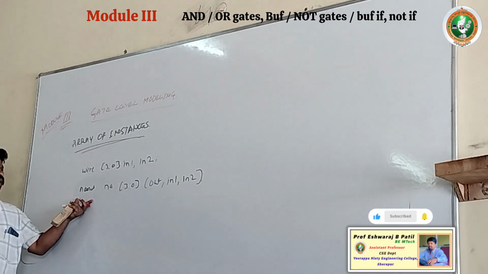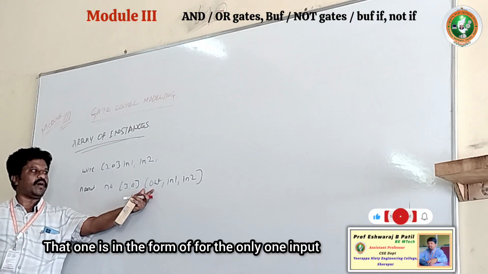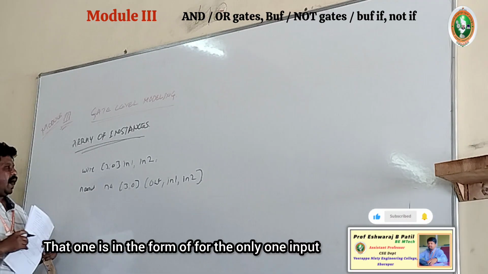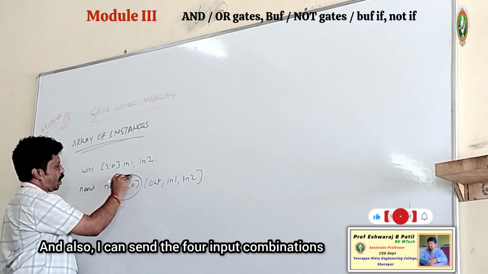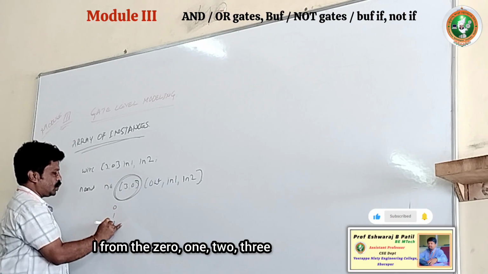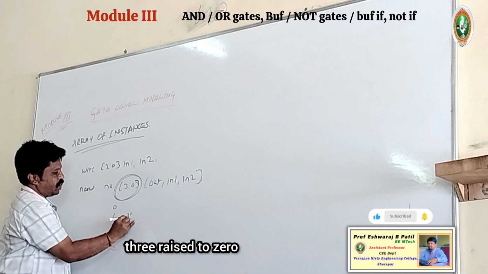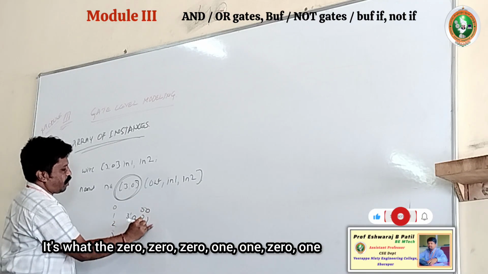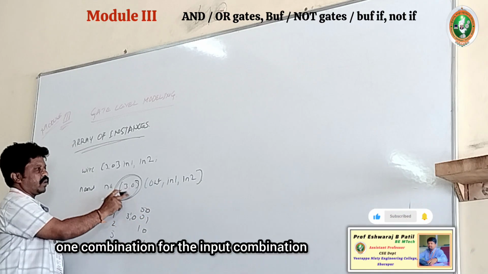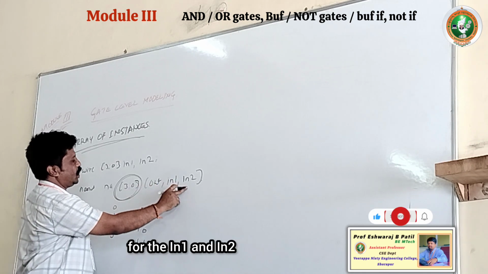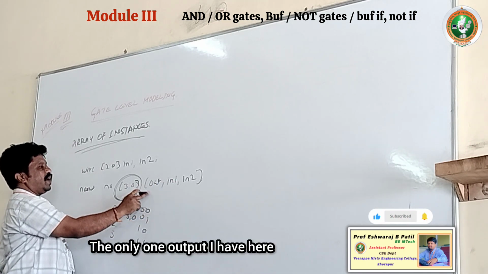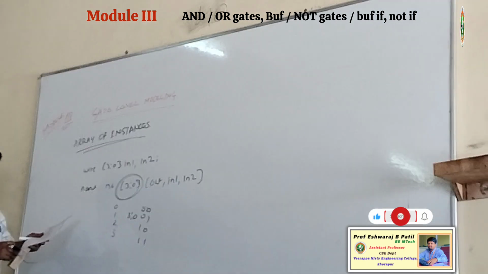Okay, for the NAND gate we have only one output, and I can send the four input combinations, 0, 1, 2, 3. That is nothing but 0:3:0. It's the 0 0, 0 1, 1 0, 1 1 combinations for the inputs in1 and in2. I have only one output here for the NAND gate.